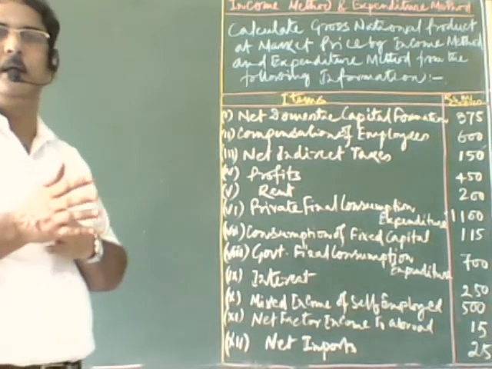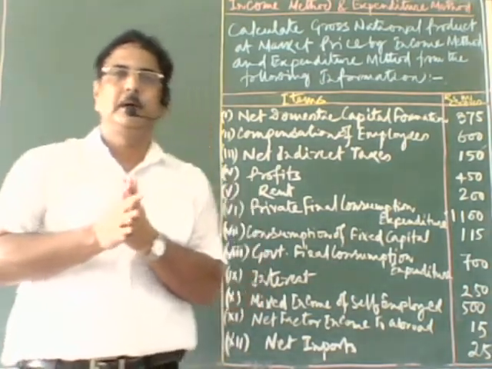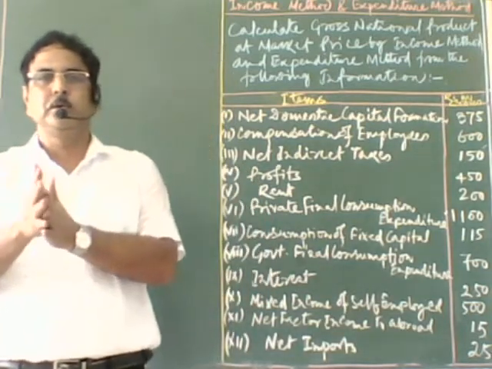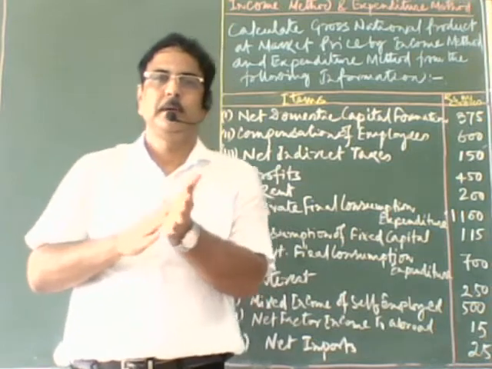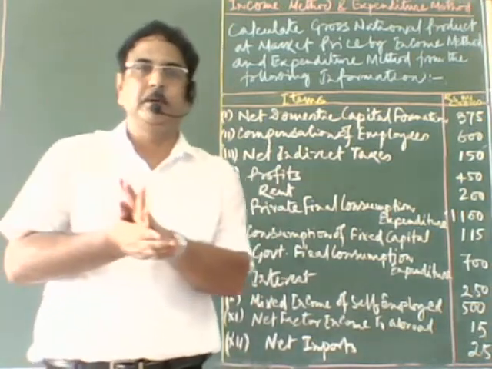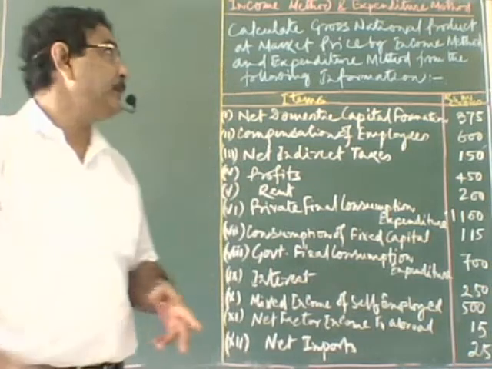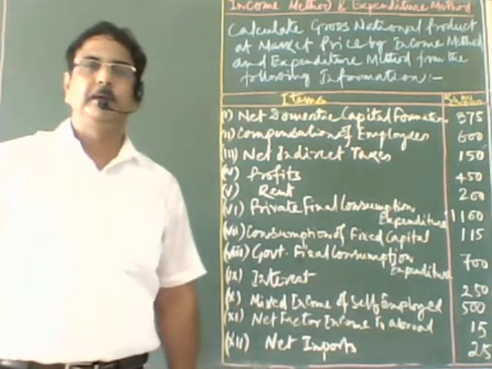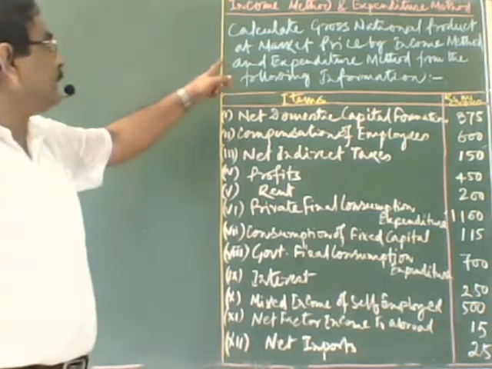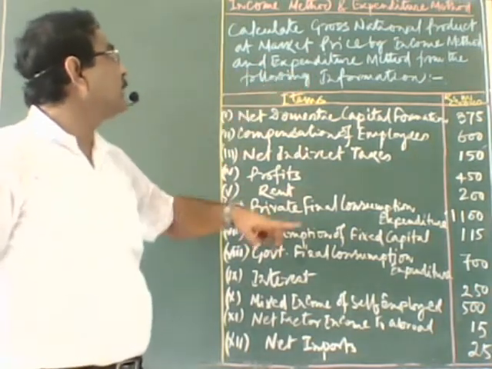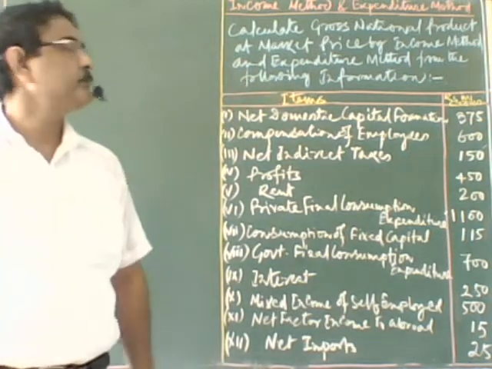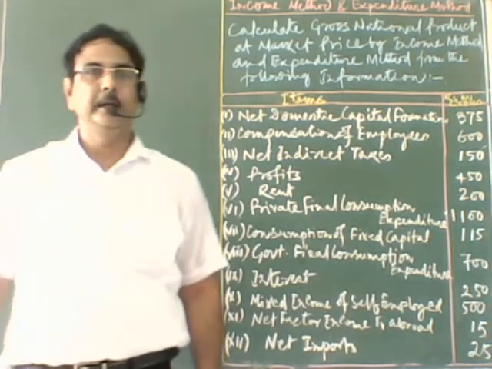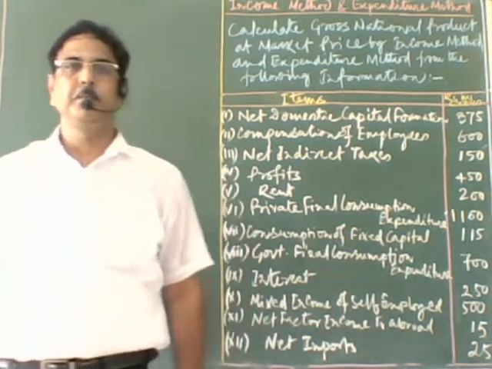Today, I shall solve another problem which is also related to the income method and expenditure method, which I have written on the green board. The problem is: calculate gross national product at market price by income method and expenditure method from the following information.